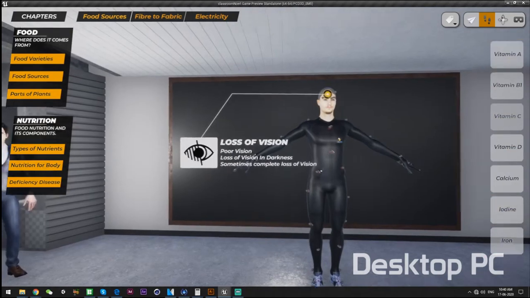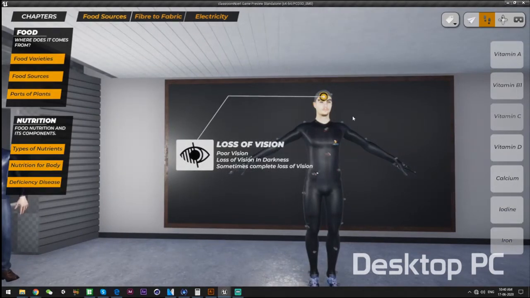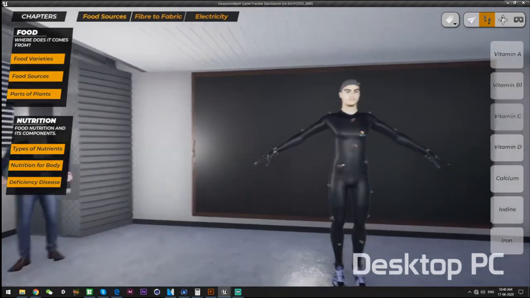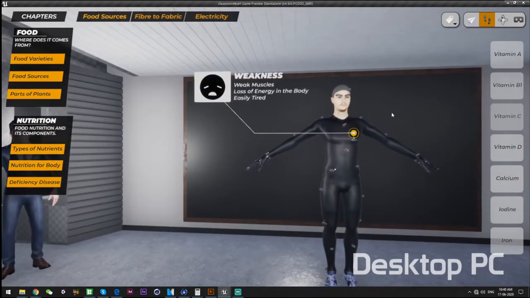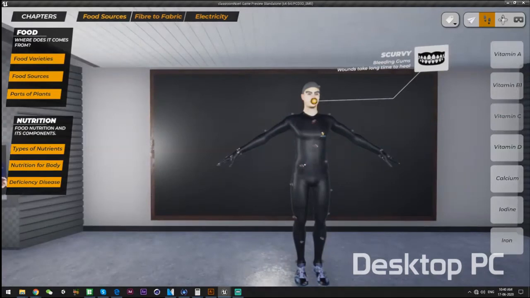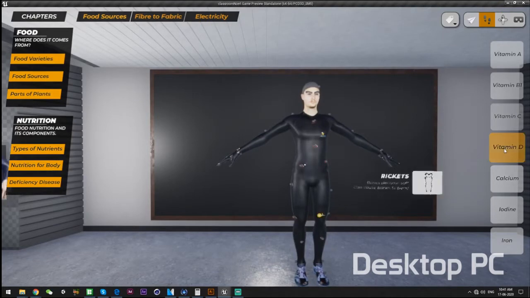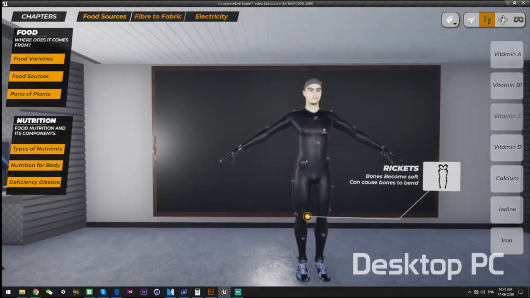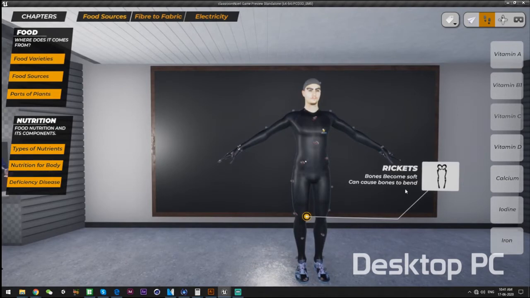Deficiency of vitamin A causes poor vision, loss of vision in darkness, and sometimes complete loss of vision. Deficiency of vitamin B is beriberi, which causes weak muscles and less energy in the body. Deficiency of vitamin C is called scurvy, which causes gums to bleed, and the body takes more time than usual to heal. Deficiency of vitamin D causes rickets, which softens the bones, due to which the body goes through a phase of bone disease and knock-knees.